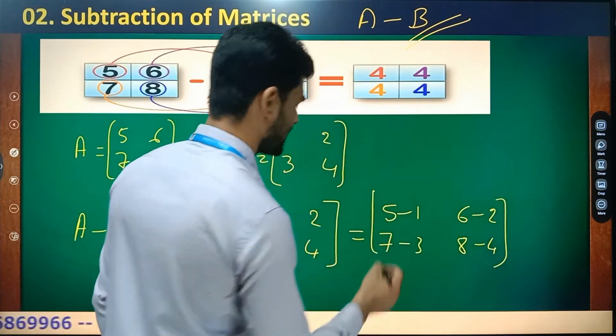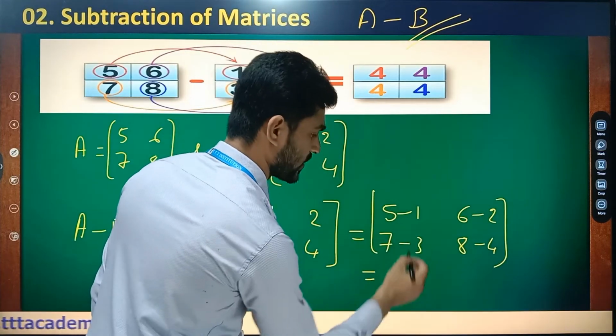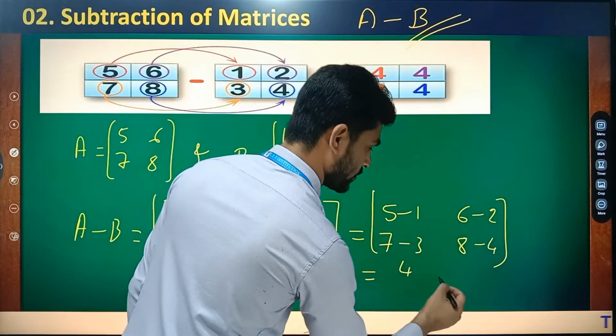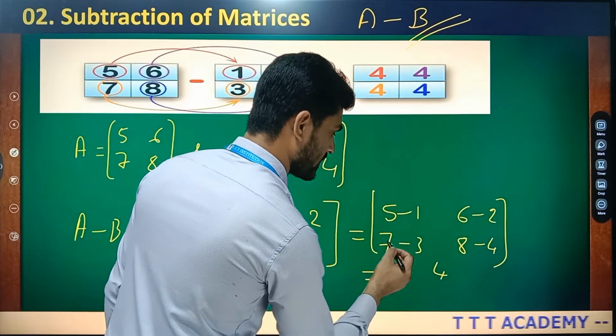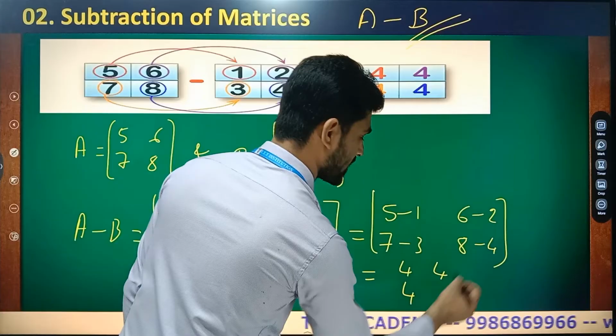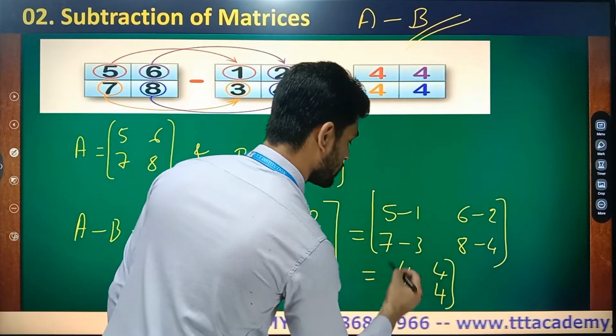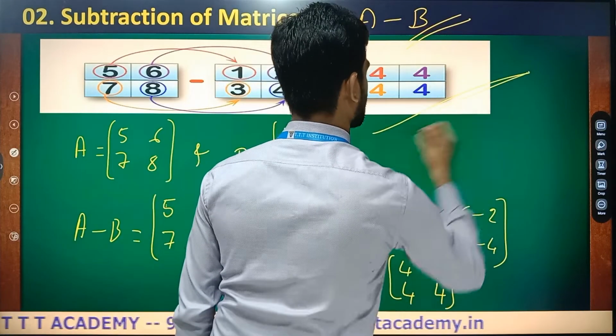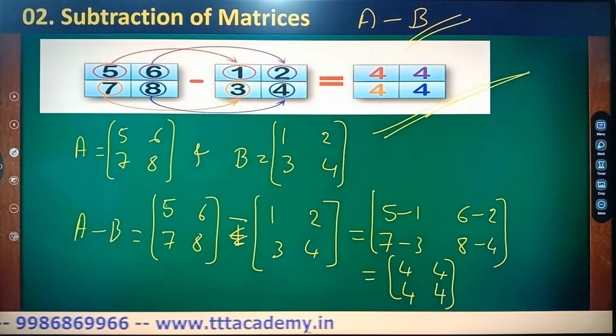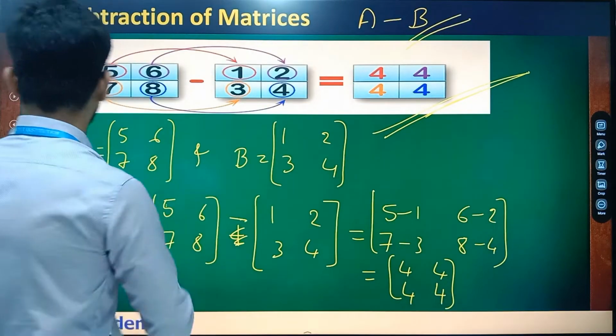See, the final answer: 5 minus 1 is, we know, 4. 6 minus 2 is 4. 7 minus 3 again 4. 8 minus 4 also 4. This is your answer. Just observe here, this is the answer. Clear, right? That is the subtraction of matrices.